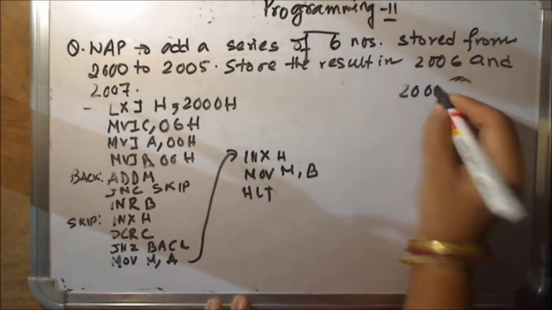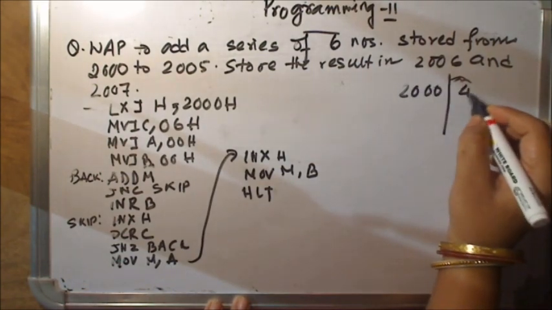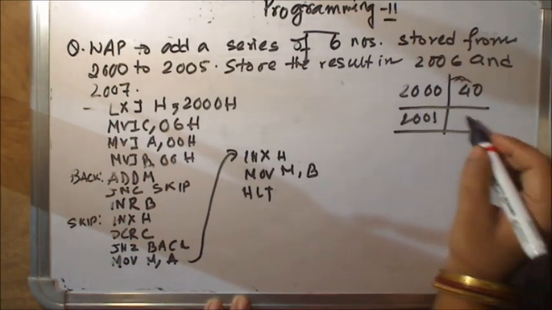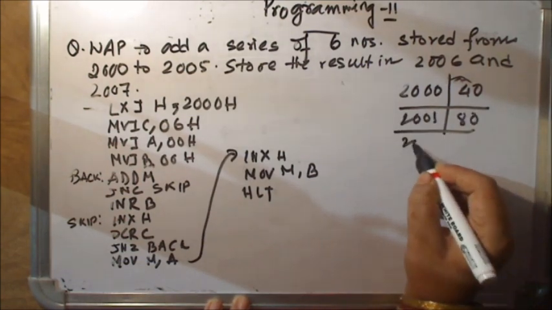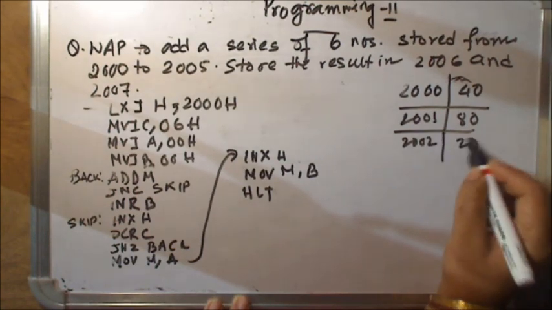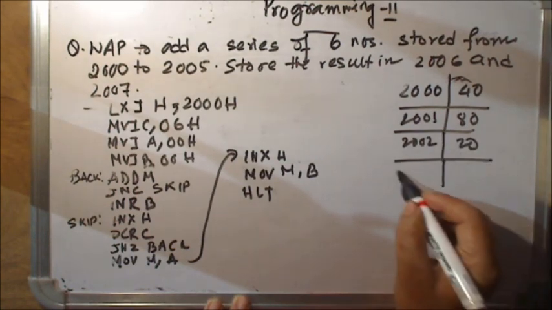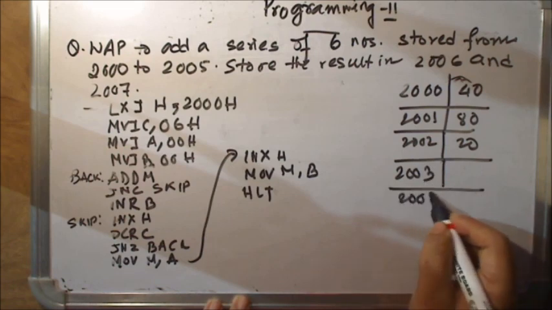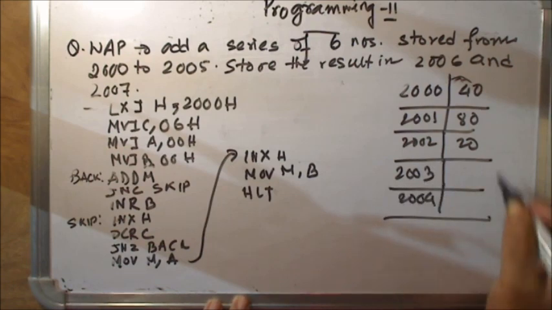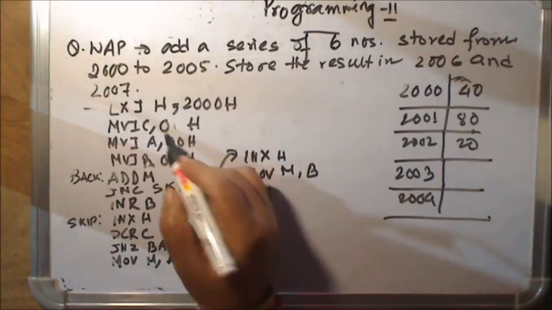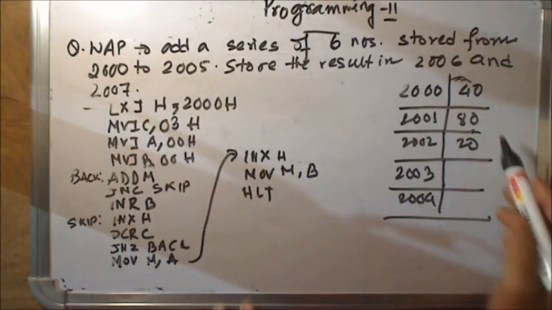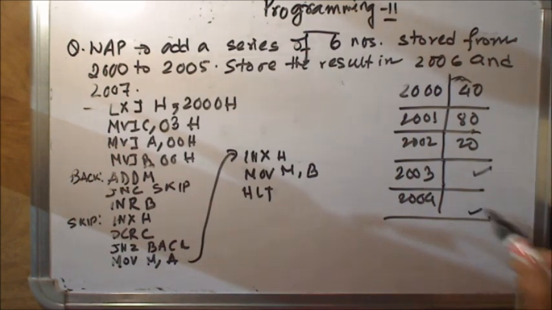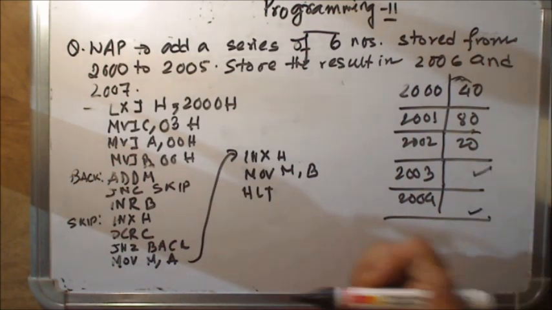So let us do this program with a small example, with a small count. Suppose in 2000 we have 40, in 2001 we have 80, in 2002 we have 20. We have to store the result in 2003 and the carry in 2004. So we will take our count as 03. Since there are 3 numbers, you have to add these 3 numbers.